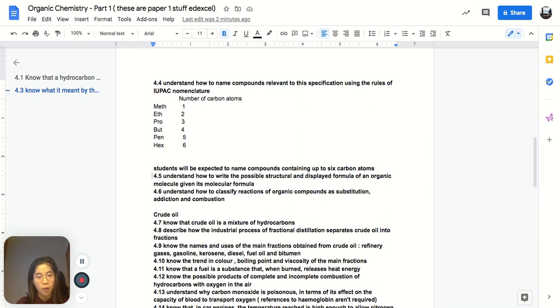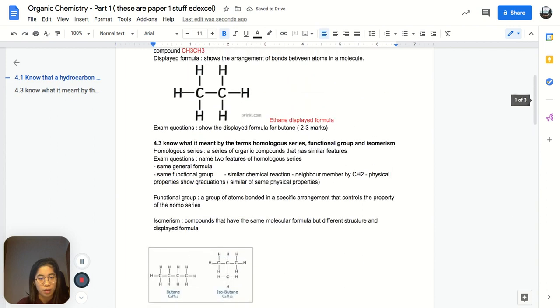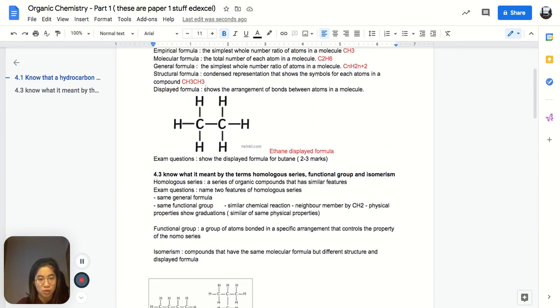So 4.5. 4.5 is understand how to write a possible structural and display formula of an organic chemistry molecule given its molecular formula. So this is what I am basically talking about with you guys. Display formula is basically you draw it. You draw it like this. And structural formula is this.